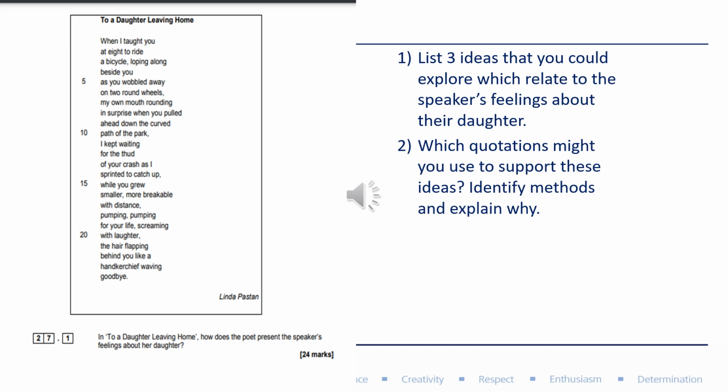To walk you through question 1, To a Daughter Leaving Home, how does the poet present the speaker's feelings about her daughter? You could start by listing 3 ideas that you could explore which relate to the speaker's feelings about their daughter, and then thinking about which quotations you might use to support these ideas. You want to identify methods and be ready to analyse and explain why.